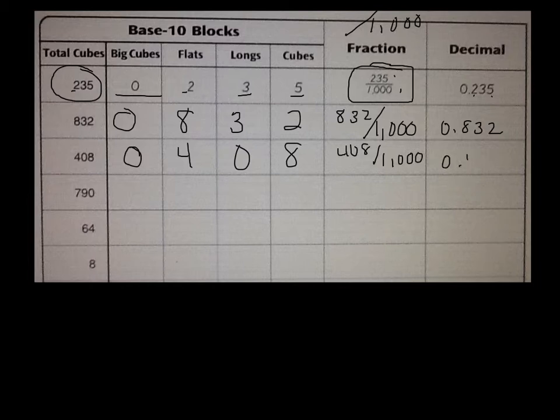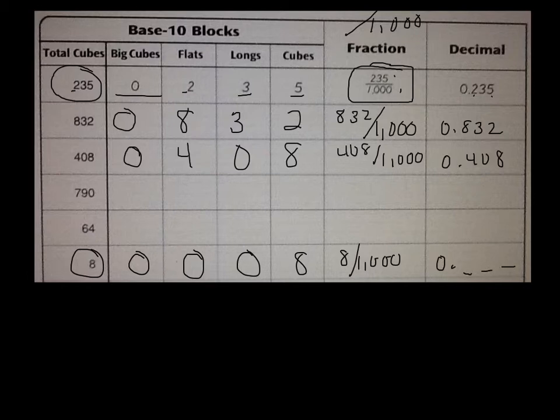As a decimal, 408 thousandths. Let's go down to the 8. Now we have 0 big cubes, 0 flats, 0 longs, but 8 cubes. It is still a fraction out of 1,000, so we'd still write 8 out of 1,000. And when we write our decimal, it would be 0 point. We want to get all the way to the 1, 2, 3 places to the right of the decimal point, or the thousandths place. So 0.008 is what goes there.